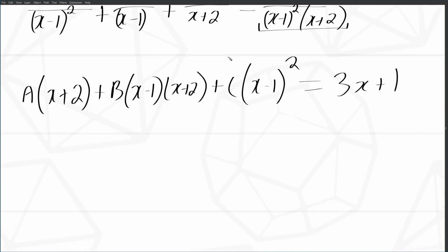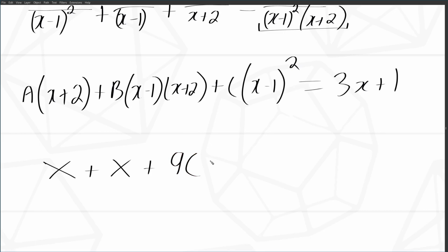Okay, again, we're going to begin by trying some smart x values. One of them being x equals minus 2 here. Let's try that. So if x is equal to minus 2, that first a cancels, that b cancels, and now it's just c. So minus 2 minus 1 is going to be minus 3, squared, so you get 9.